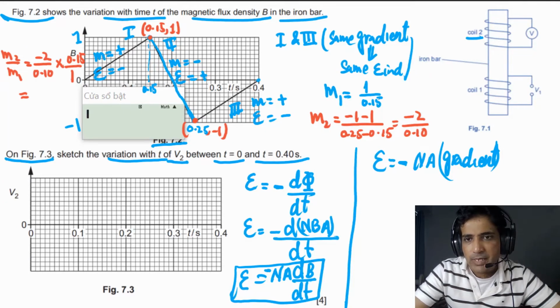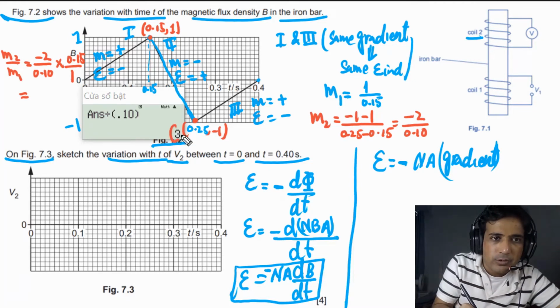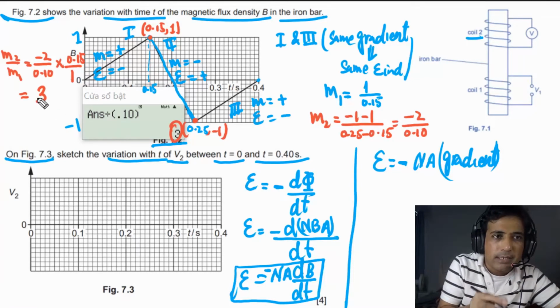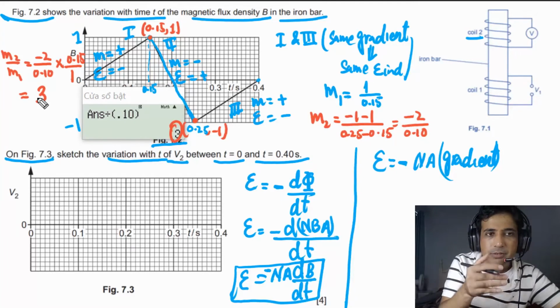In this case, we have 2. So let me solve this one. 2 times 0.15, and this is divided by 0.10. So simply in this case, we will get our final answer that is equal to 3. So this is our final answer. So it means that M2 is 3 times greater than M1.